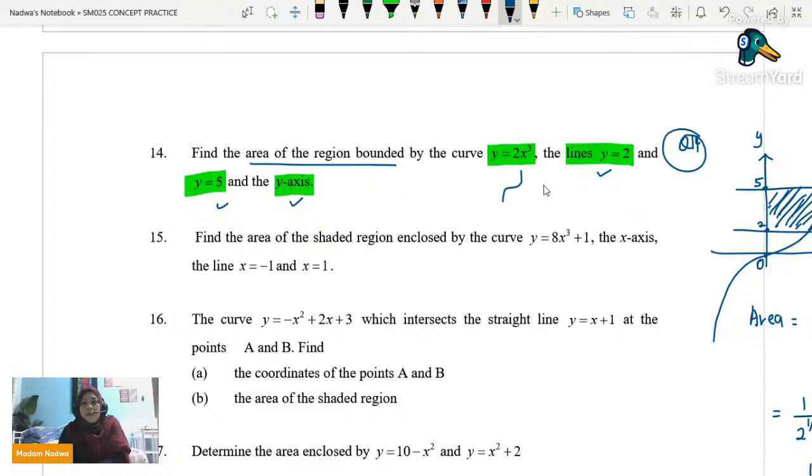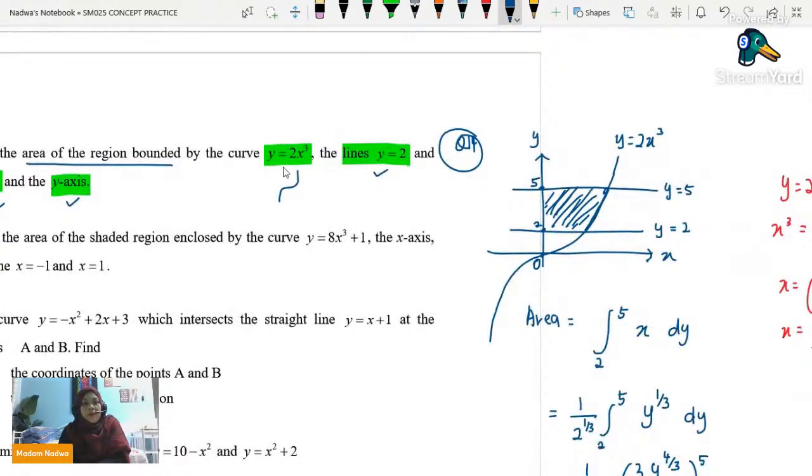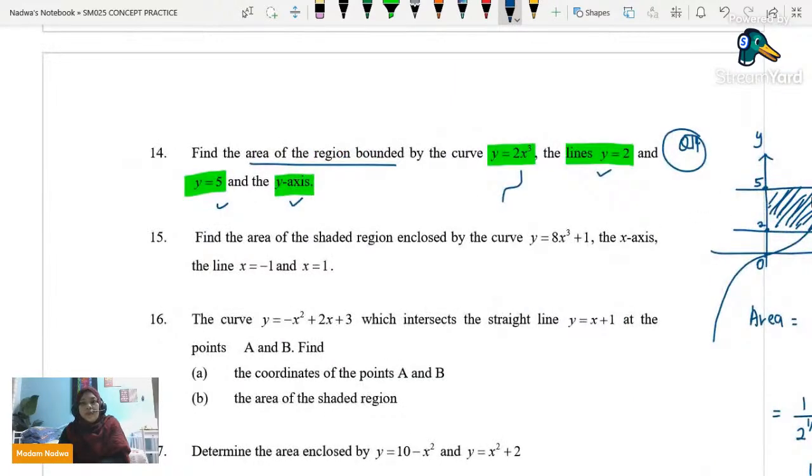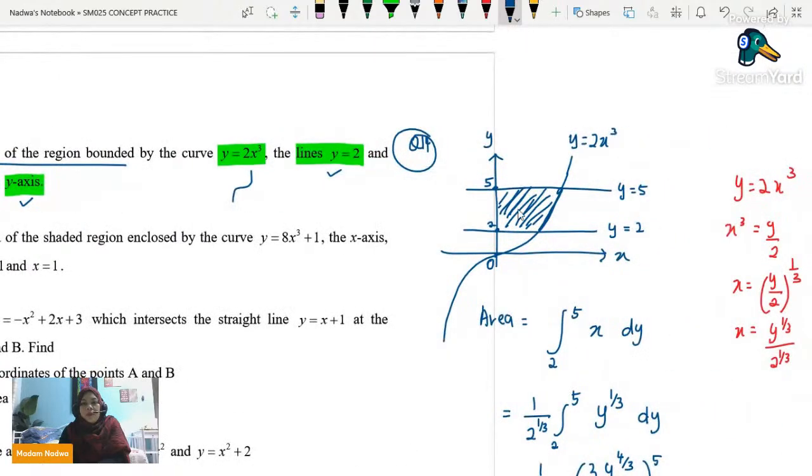tapi dia tak bagi graph, sebab soalan 11, 12, 13 tadi dia bagi graph. So bila tak bagi graph we have to draw lah, dan graph yang dia bagi pun tak susah. This one is just a basic graph. Okay, x cube y equals to 2 horizontal je, y equals to 5 pun horizontal je, y axis ni semua orang tahulah y axis. Okay, so the area of the region bounded yang dalam ni.